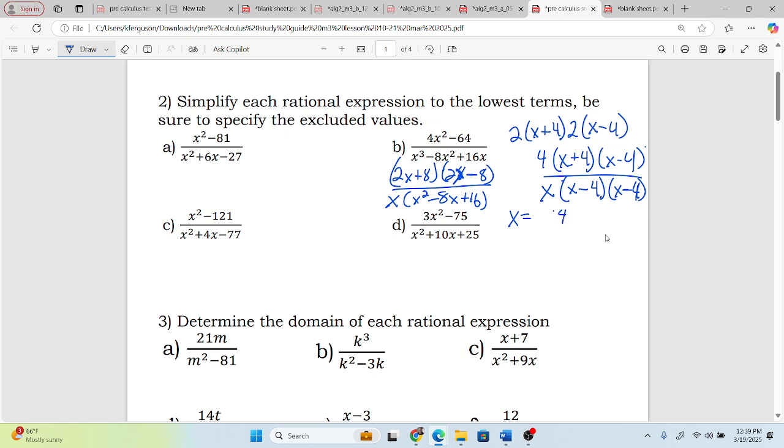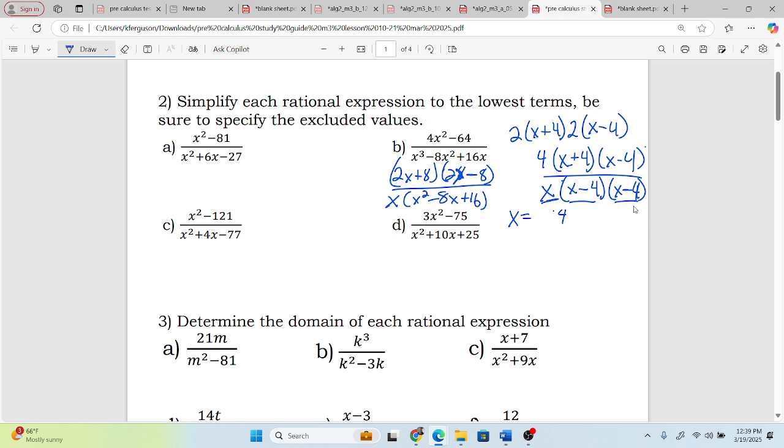But what else is there? There's another value that has to be excluded. It's not 1, not negative x. It's 0. I think I'm about to explain. So I've got three things that are being multiplied: x times x minus 4 times x minus 4.